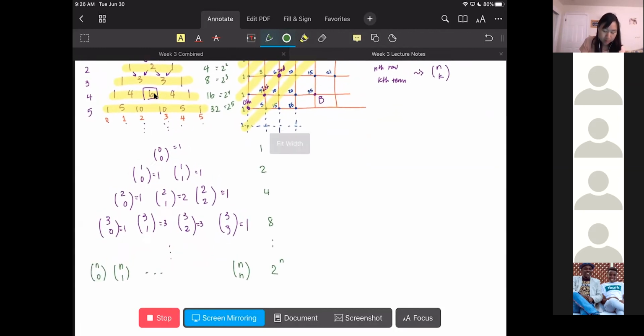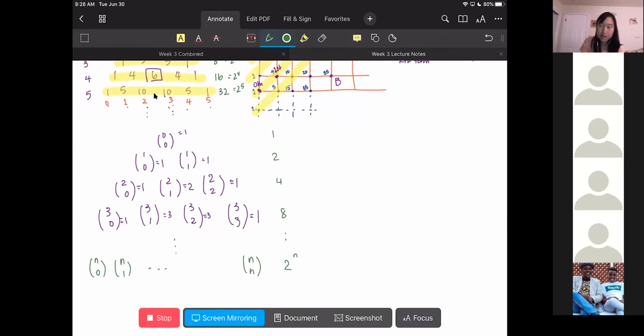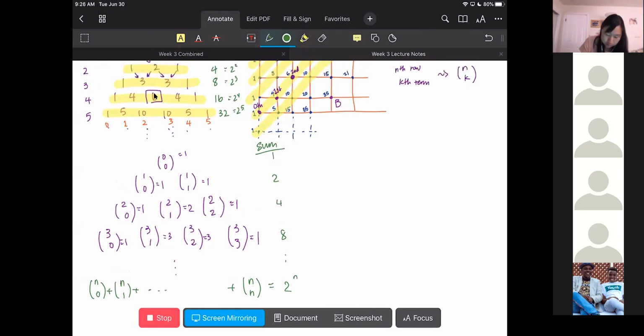Does everyone see why that's true? Can anyone explain why that's true? Because the number in the bracket is what 2 is raised to, so you get 2 to the power n if it's the nth row.